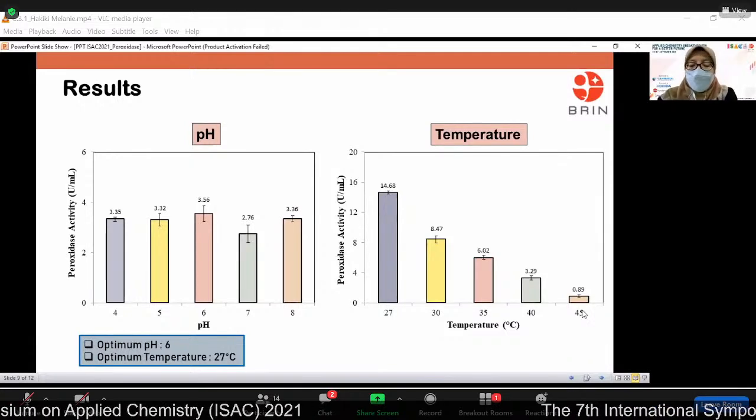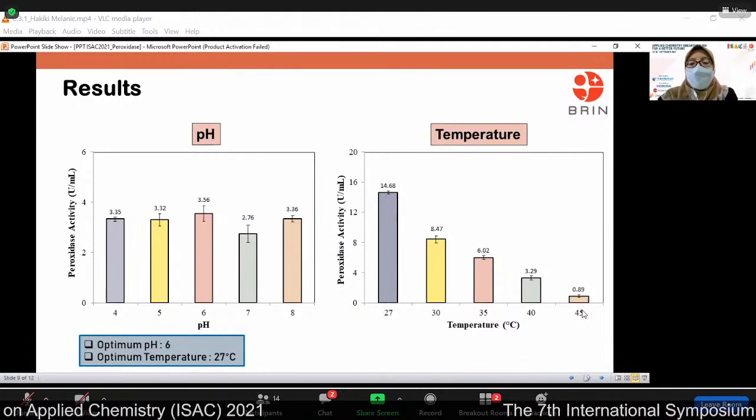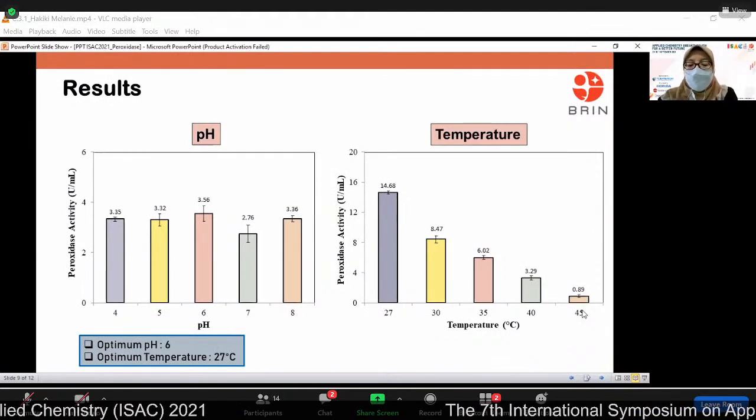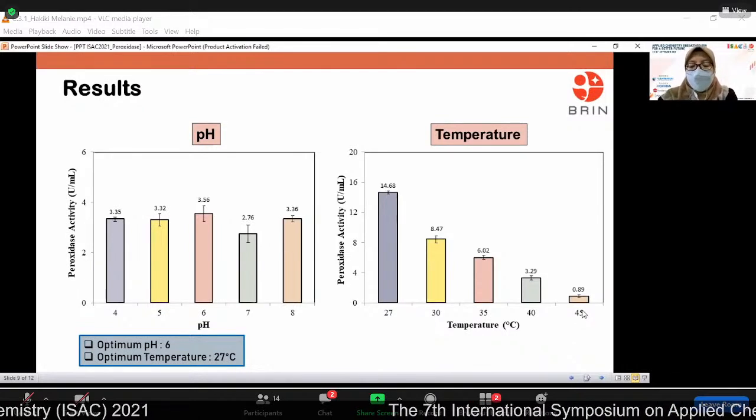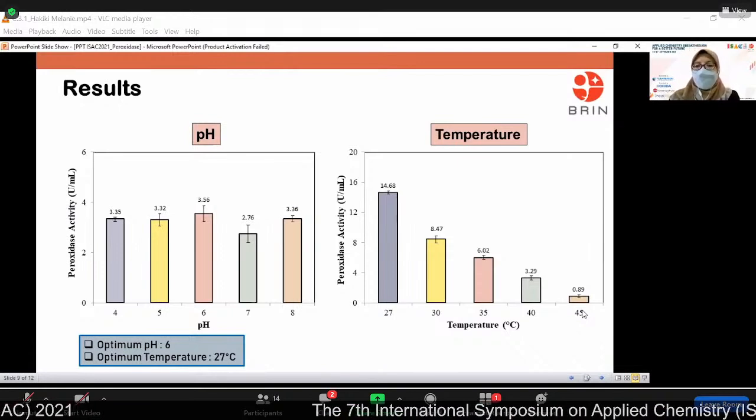Meanwhile, the peroxidase from Thailand has an optimum temperature of 27 degrees Celsius. An increase in temperature will cause a loss of peroxidase activity due to the unfolding of the enzyme and also the alteration of the interaction between the enzyme and the substrate.